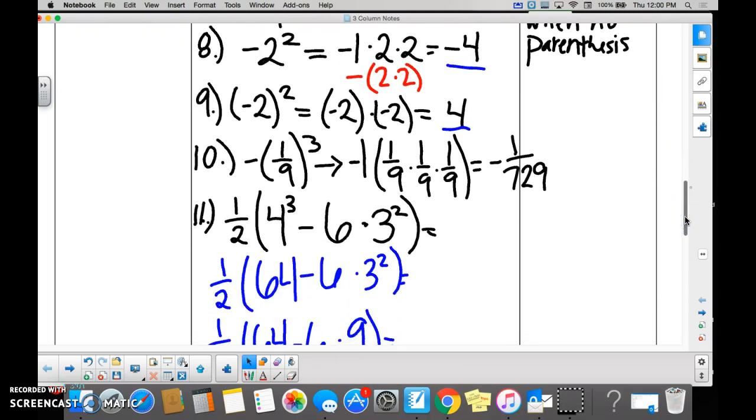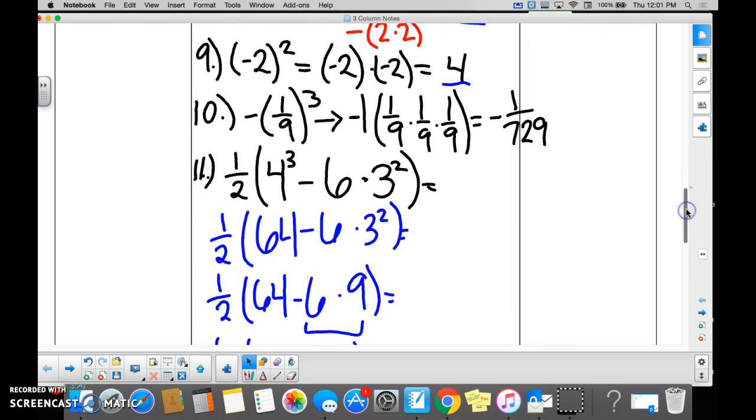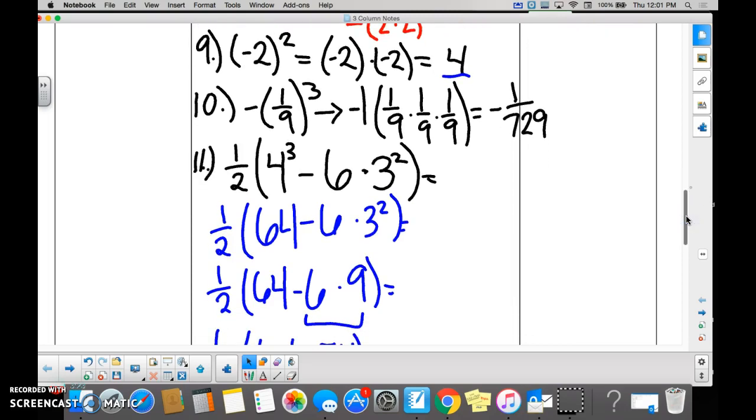For number 10, we did a fraction one. We all know how to multiply fractions, correct? Good. So you should be able to do that pretty easily. Again, the negative sign was outside of the parentheses, so we applied it later, making our total negative 1 over 729.